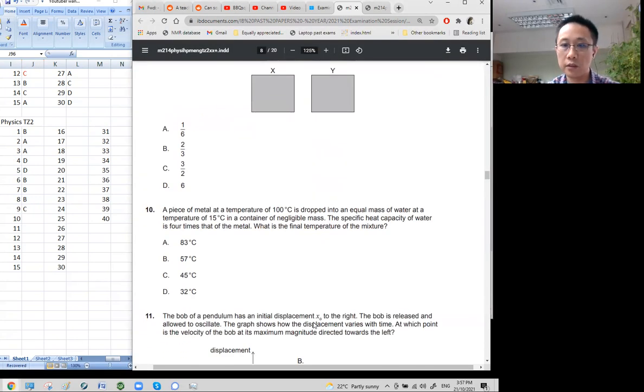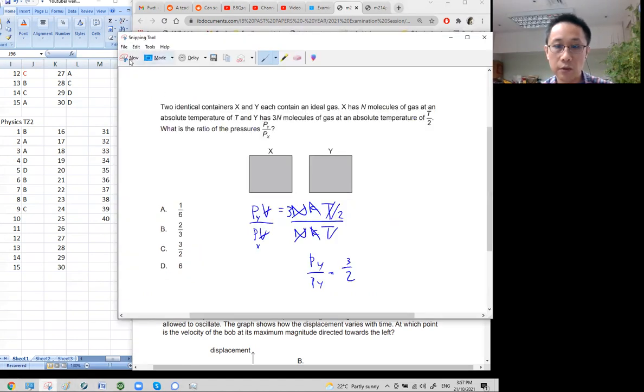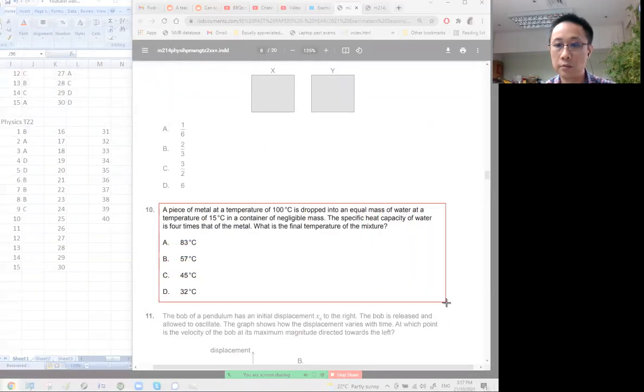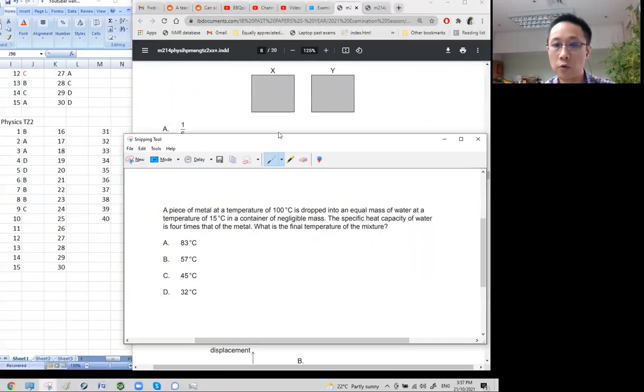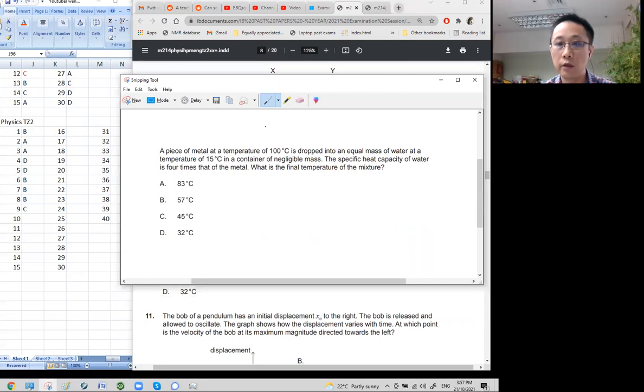Question 10. A piece of metal at 100 Celsius is dropped into an equal mass of water at temperature of 15. The specific heat capacity of water is 4 times, so this is a classic mixing situation. And it should be an inverse proportion weighted average kind of situation. If you guys don't understand what that means, I'll just use the standard equation. So mc delta T for the metal should equal mc delta T for the water, with the m's cancelling because the masses are equal according to the question.